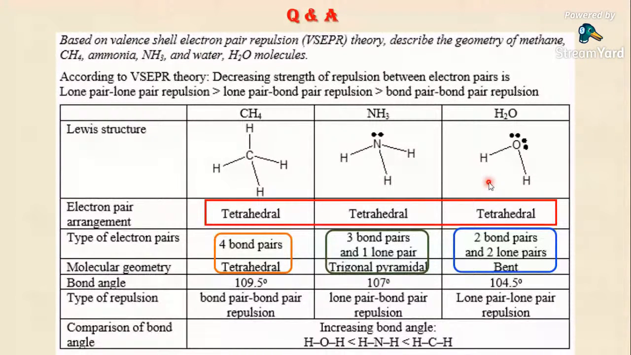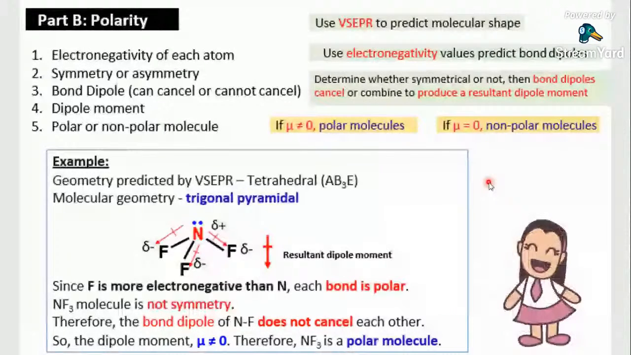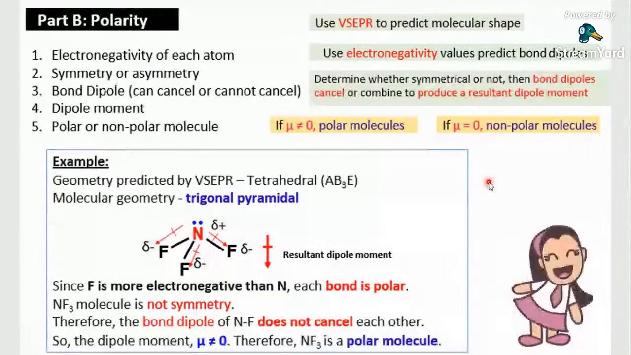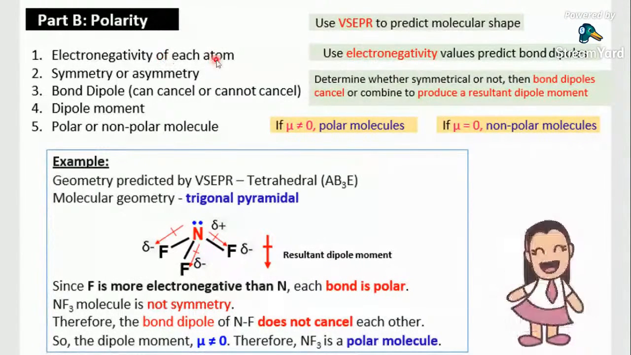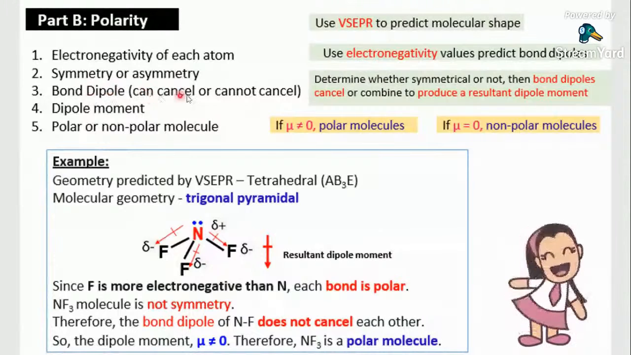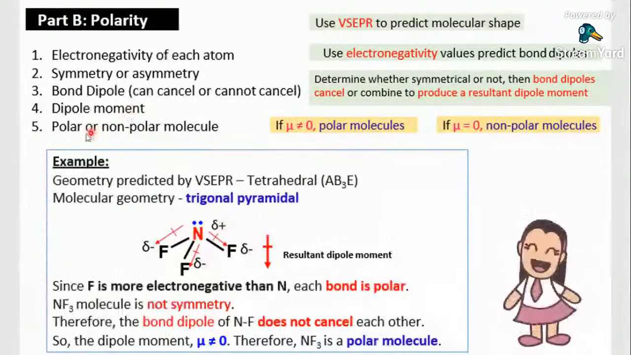Okay, now for part B, we go for the polarity. This is the format. I told my student, you have to check for step 1, the electronegativity of each atom. Second, symmetry or asymmetry. Next, check for the bond dipole, can cancel or cannot. After that, you check for the dipole moment, whether there is a resultant dipole moment or not. Then only the last part is polar or non-polar.